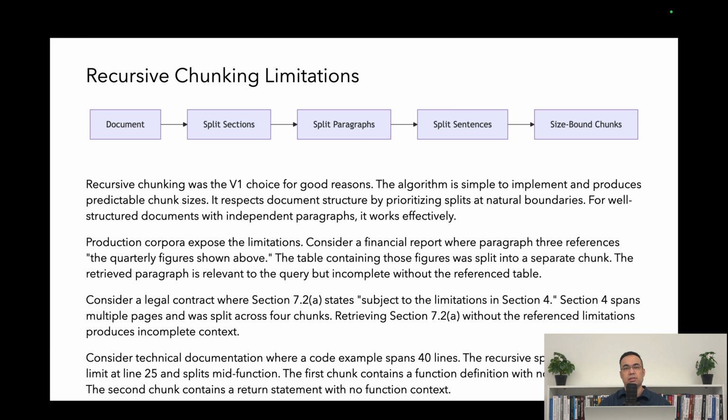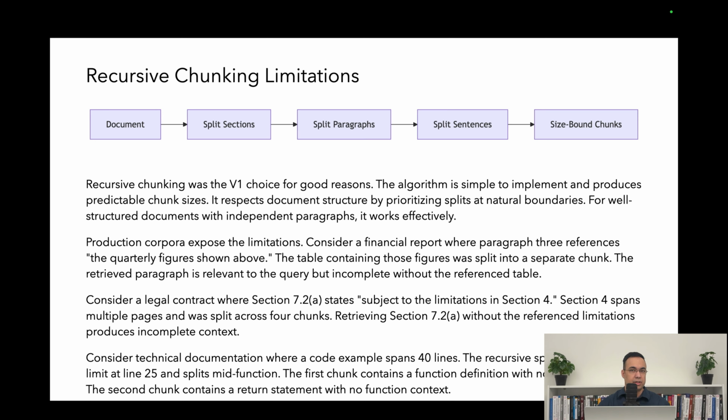The third example is technical documentation where, let's say, a code example spans 40 lines. The recursive splitter hits its size limit at line 25 and splits it mid-function. The first chunk contains a function definition with no return statement. The second chunk contains a return statement but with no function context.